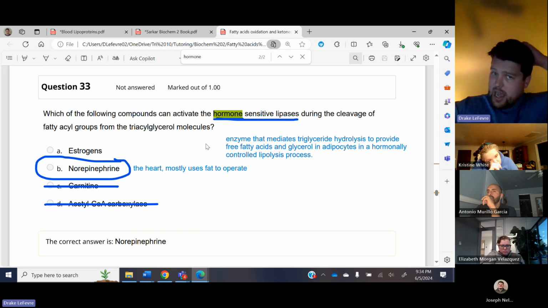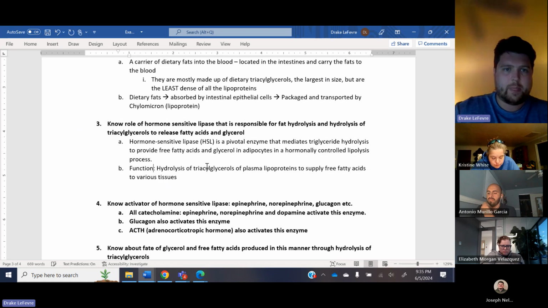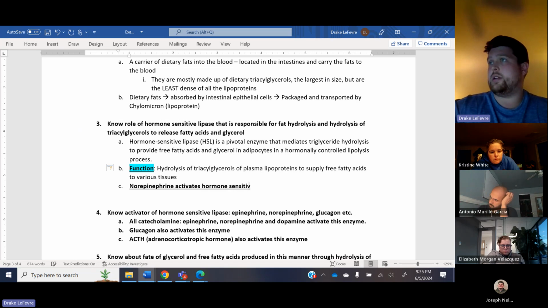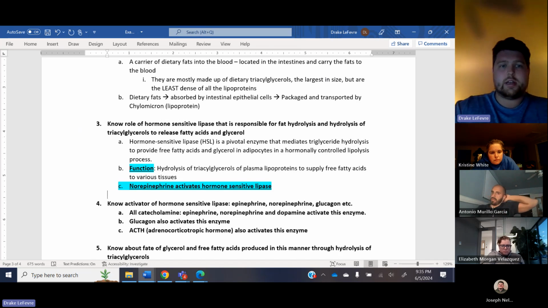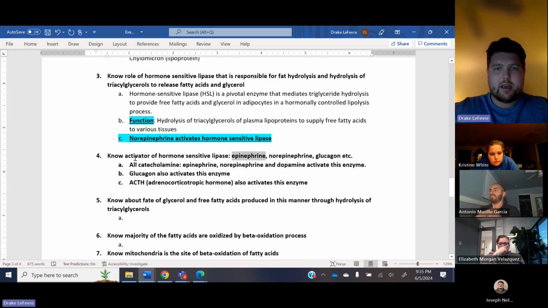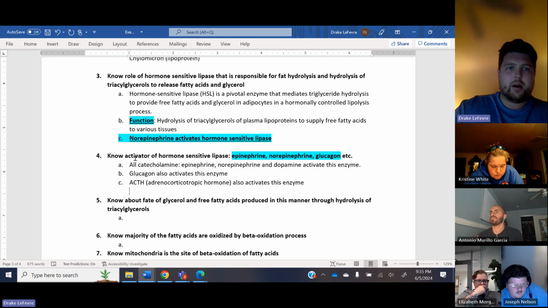And then it's asking which of the following compounds can activate the hormone-sensitive lipase: norepinephrine. So we'd go back over here and enter it in here. So it's function. And I would probably highlight that as something that comes from a test question. And then norepinephrine activates hormone sensitive lipase. Note that that was also a test question. And even this next portion literally gives that answer. Epinephrine, norepinephrine, and glucagon. Those are the ones that we're going to look at. And then adrenocorticotropic hormone also activates this enzyme, which we don't ever talk about ACTH, so I wouldn't worry too much about that. Okay.